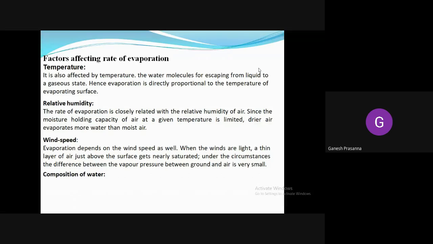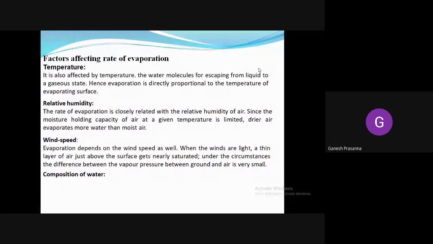Okay, wind speed. Wind speed is also very important because the direction and the speed of the wind that blows matter, since most of the time the wind also carries water with it. Small drops of water are also known to be carried by the wind. Okay, when the winds are light, a thin layer of the air just above the surface gets nearly saturated under the circumstances.